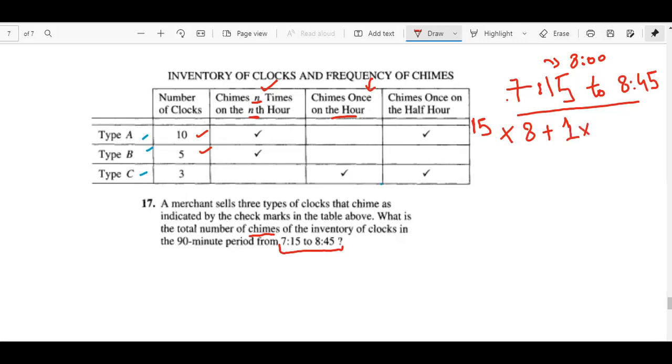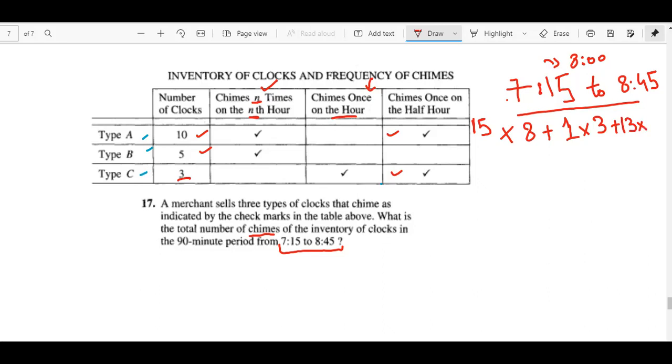And we have 3 clocks of this type. So 3. Right? Okay, and then we have plus 10 for this part, 3 plus this part, 13. Okay, we are clear with 13, but what next?